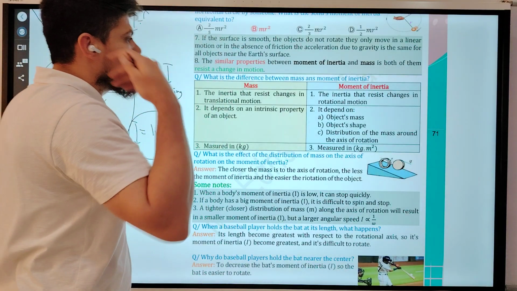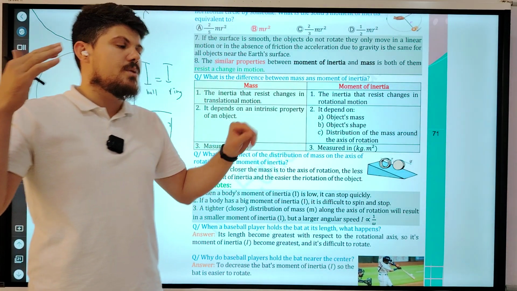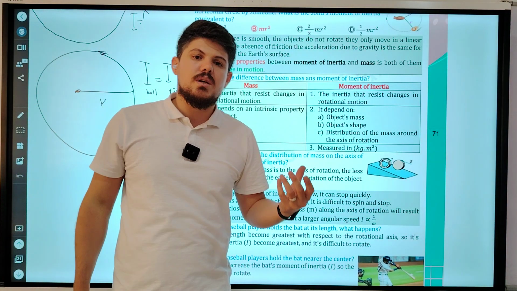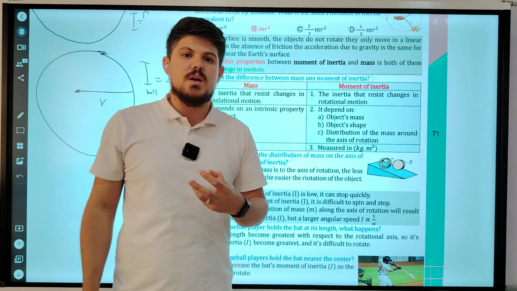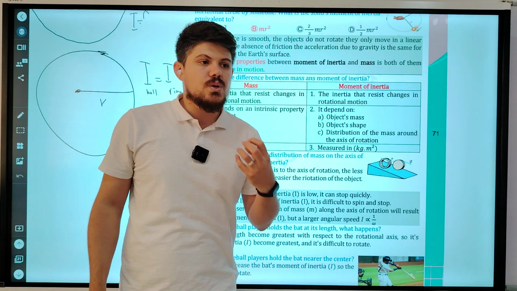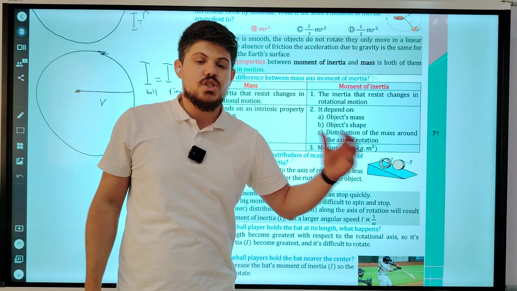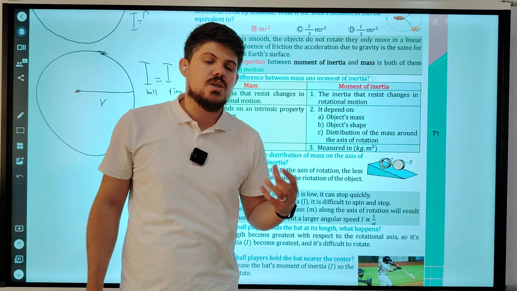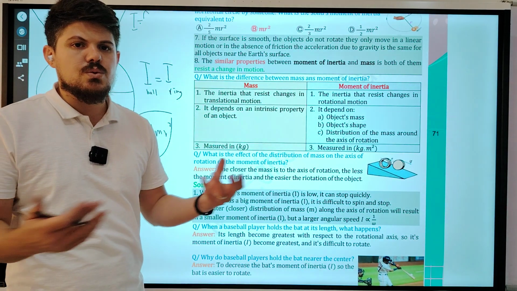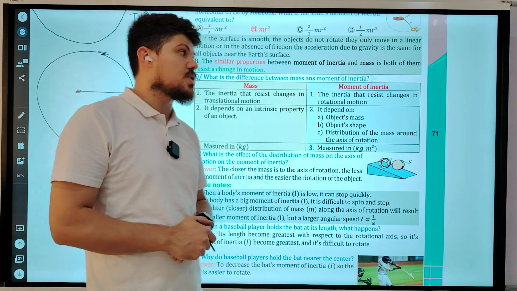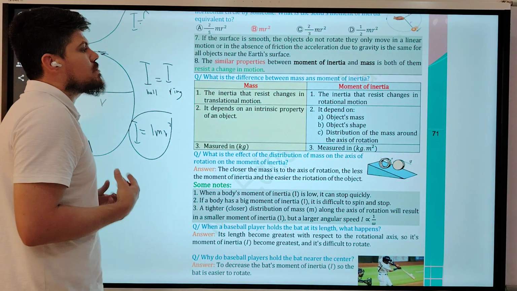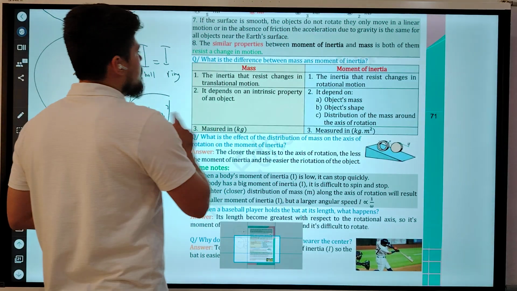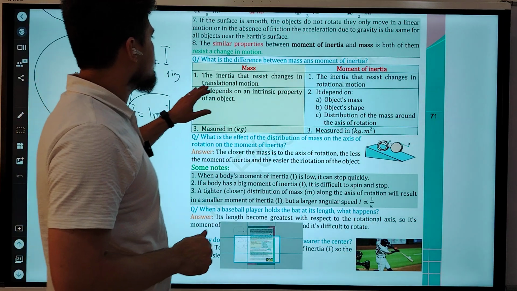There is a difference between mass and moment of inertia. Mass is measured in kilograms, but moment of inertia is measured in kilogram meters squared. Mass resists the change in translational motion, but moment of inertia resists the change in rotational motion. This is the difference between moment of inertia and mass.